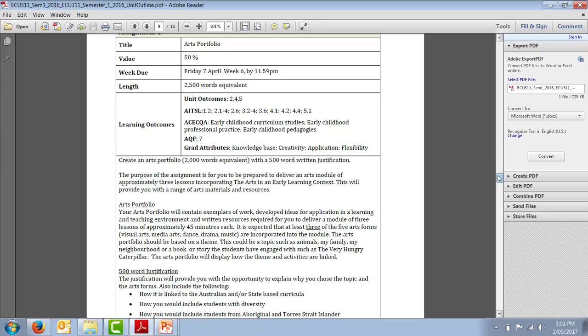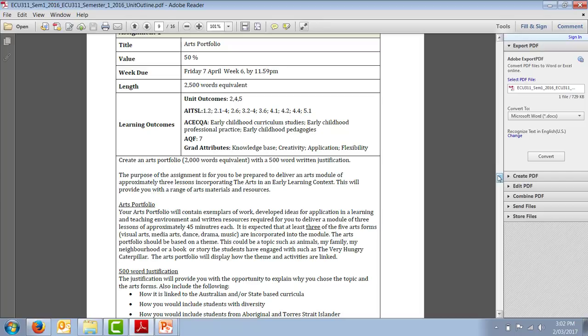For the arts portfolio, you will need to contain exemplars of work. You will need to develop ideas for application in a learning and teaching environment, and you'll need to use written resources required for you to deliver the module. So there's 3 lessons of approximately 45 minutes each, and it's expected that you'll do at least 3 of the 5 art forms.